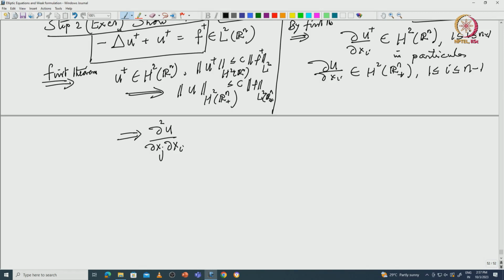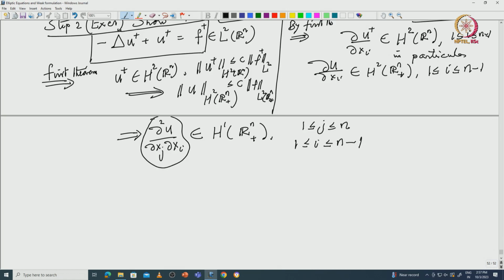So, I am differentiating. It will reduce, this is in H1 of Rn plus, that is fine, because I can differentiate, and this is true for all 1 less than or equal to j, all n, but for i it is less than or equal to n minus 1. Now you have proved all the derivatives, for all j, second derivatives are also in H1. The only thing missing is when i equals n and j equals n, because for j equal to n and i up to n minus 1, it is fine, but the only one missing is d square u by dxn square.